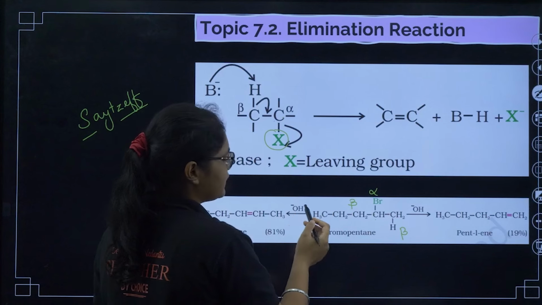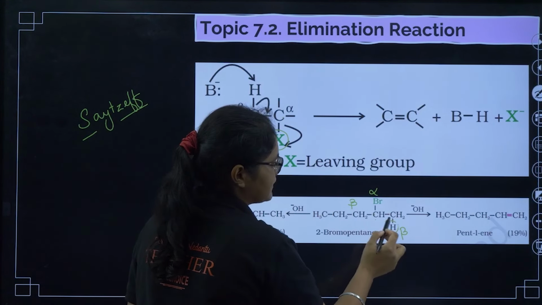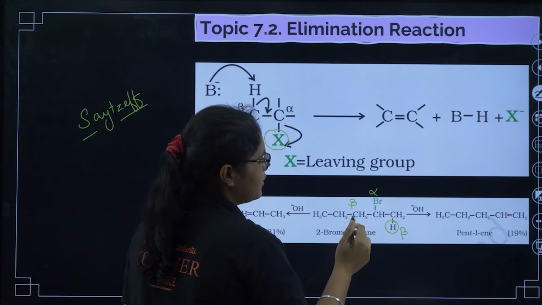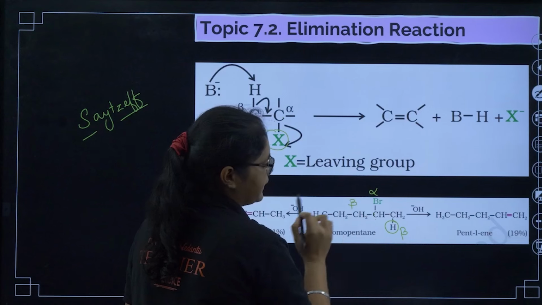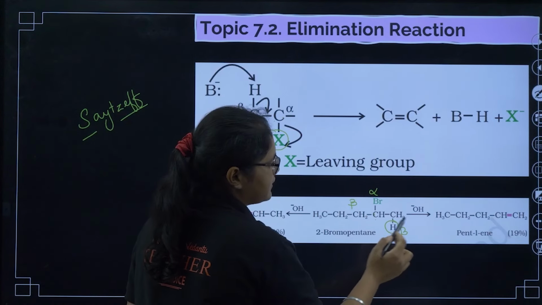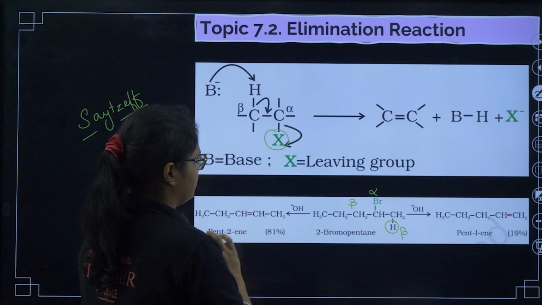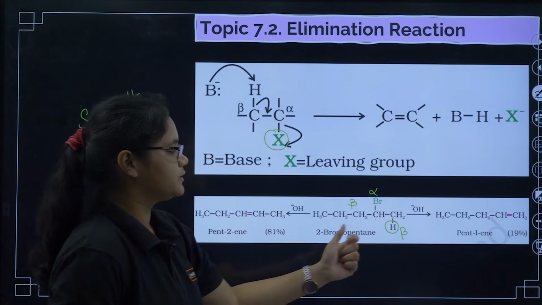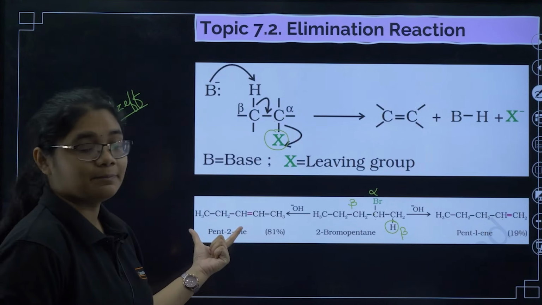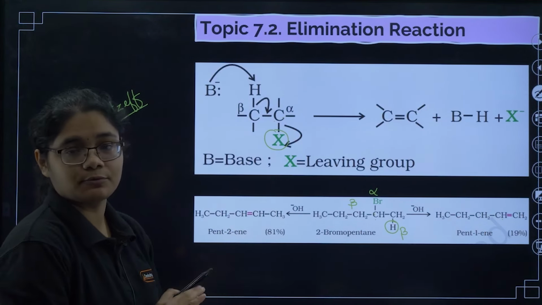The leaving group, the OH minus, can abstract the H here, or the OH group can abstract the H here. Now if it abstracts here, there will be a double bond here, and if this is abstracted, there will be a double bond here. Now which is the major product? This is but-1-ene, this is but-2-ene. So which is the major product here?